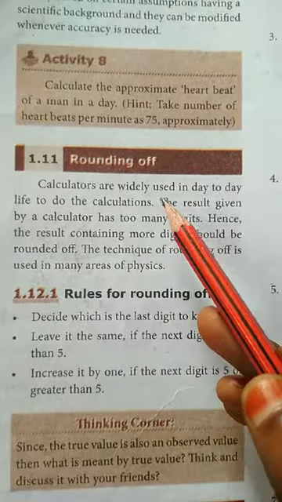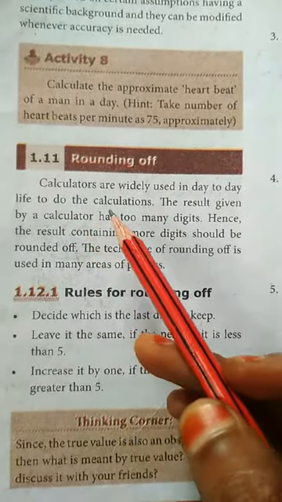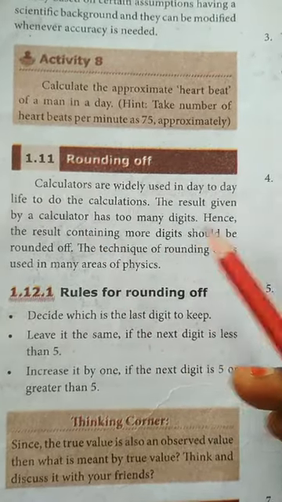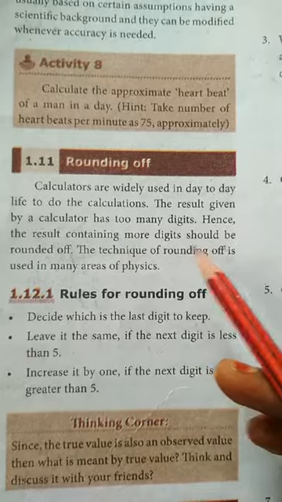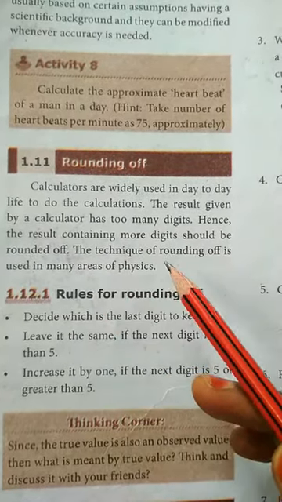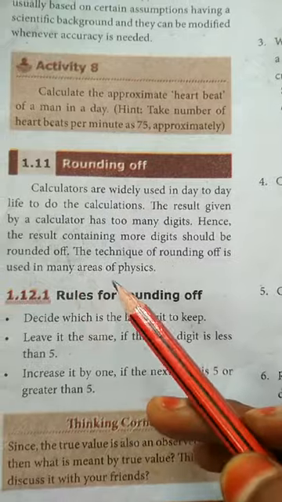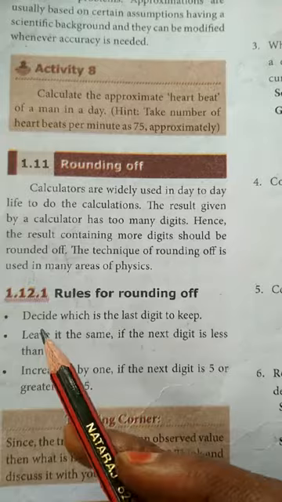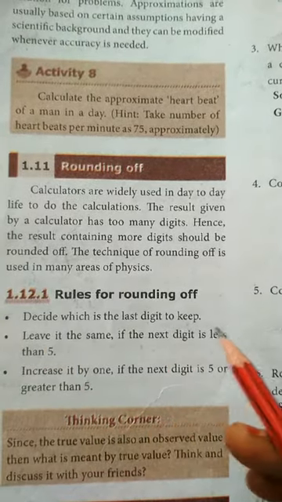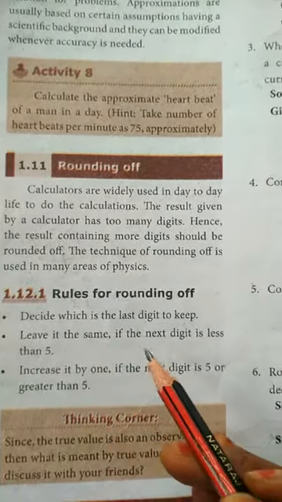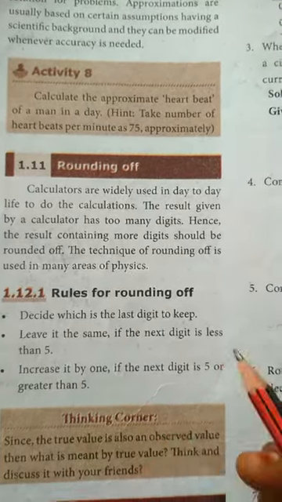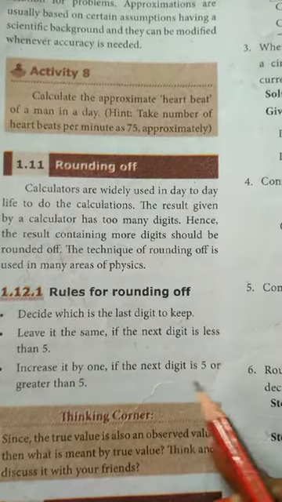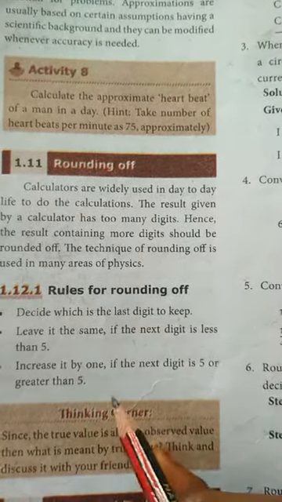Next, let us see rounding off. Calculators are widely used in day-to-day life for calculations. The result given by a calculator has too many digits. Hence, a result containing more digits should be rounded off. The technique of rounding off is used in many areas of physics. There are three rules of rounding off. First, decide which is the last digit to keep. Second, leave it the same if the next digit is less than 5. Third, increase it by 1 if the next digit is 5 or greater than 5.